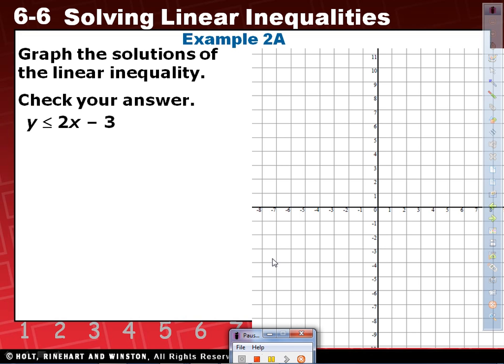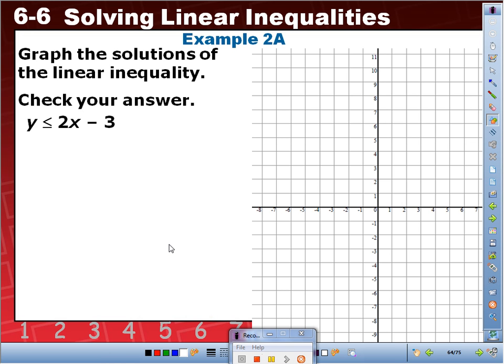All right, here we go. In order to graph the solution to this inequality, we're going to start with our process. I gave you guys the 4 steps, right? Step 1, solve for y. Is it solve for y? Yes. Okay. Step 2, graph like if it was an equation, a linear equation. Now, if you can't visualize it, let me show you really quick.